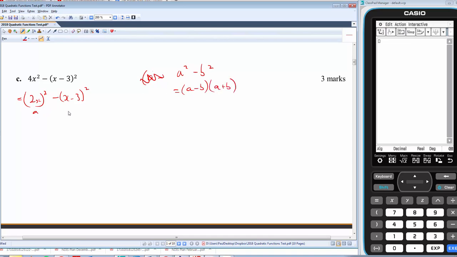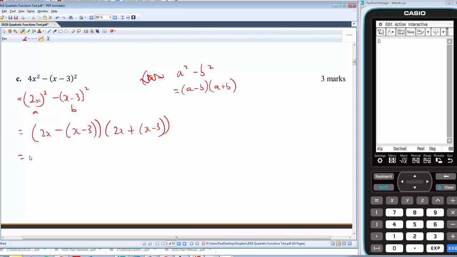So we're going to treat this as our a, this is our b, and we're going to write 2x take away all of (x - 3). A lot of you didn't include that in brackets, at your peril. The other one's going to be 2x plus (x - 3). Now that one doesn't have to be in brackets because it's adding. The only time you have to really worry about the brackets is if you're removing a whole bunch of terms.